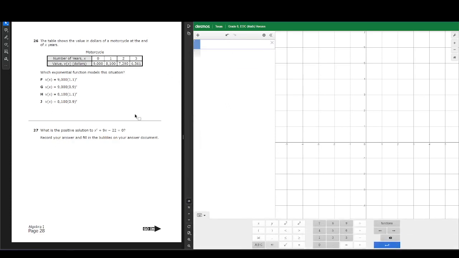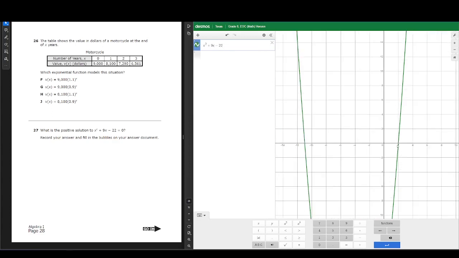Number 27, what is the positive solution? So we have to know that a solution is an x-intercept, and then we can go graph it. So our positive solution is 2. So we have 2, 0. Our negative solution would be -11. So we would just put 2 as our answer in a text box or whatever format it is on the current star.